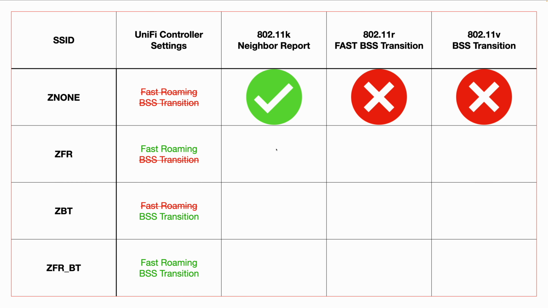And for the other 3 SSIDs, most paths are very similar, so I don't want to waste your time. I will directly tell you the results, but only for 11R. Remember I mentioned it's tricky. We didn't even see the tag or section for the first SSID, right? Let's go to the very last SSID, ZFRBT, which has both settings enabled.